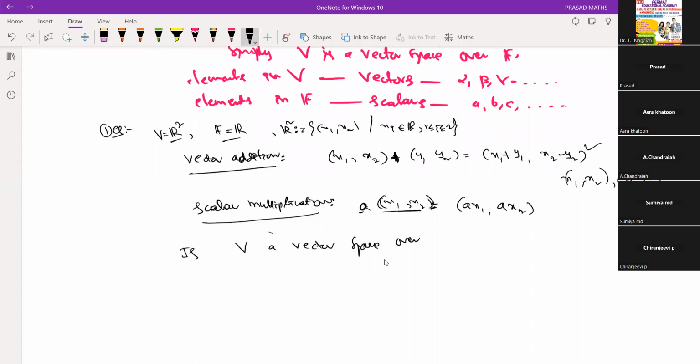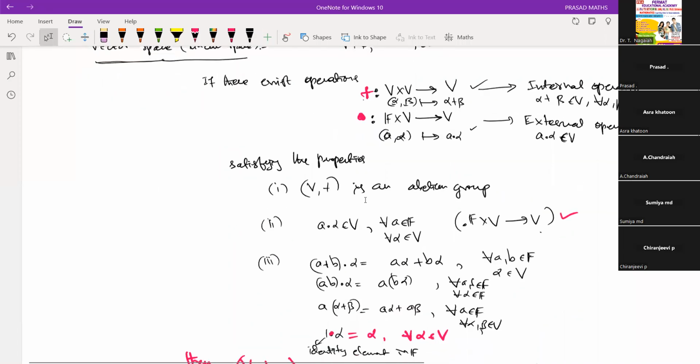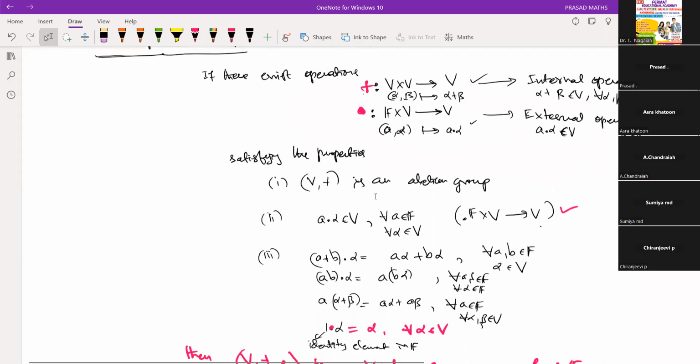What is my field here? Or is it a vector space? To answer this question, first of all, what I need is two operations. In fact, an operation is nothing but a function from V cross V to V. Secondly, the scalar operation is also a function. There exist two functions, in fact, operations.